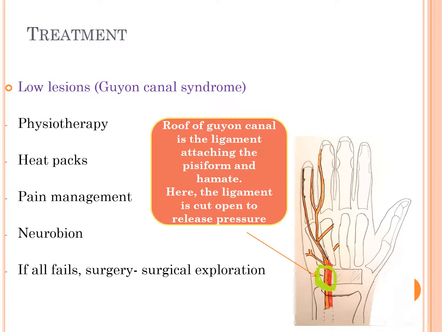Treatment for the low lesion is the same as for the high lesion, except when all treatment methods fail, like physiotherapy, heat packs, pain management, and Neurobion, surgery is required. The surgery will be a surgical exploration of the ulnar nerve instead of anterior transposition, as the lesion here is located at the wrist and not at the elbow.